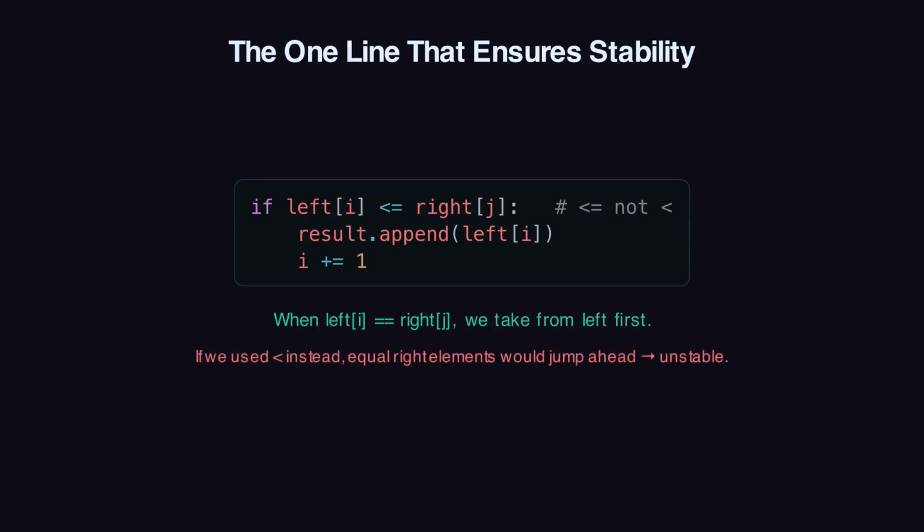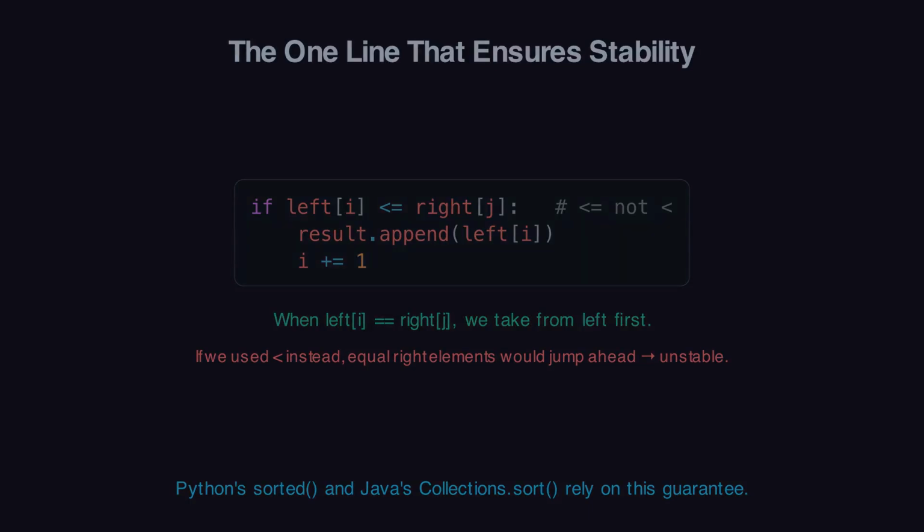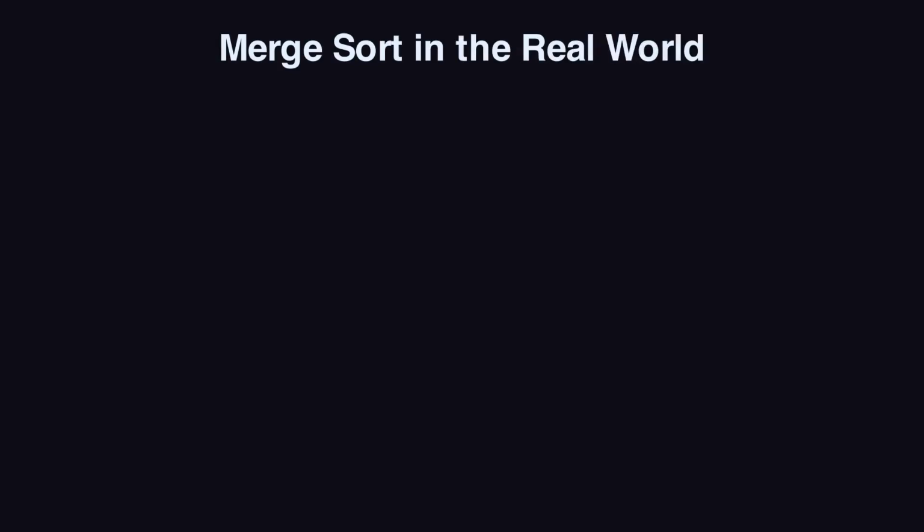Now, why is merge sort stable? Look at the comparison in the merge function. We use less than or equal. When the left element equals the right element, we take from the left first. This guarantees that elements from the original left half always stay ahead of equal elements from the right half. That single decision, less than or equal instead of less than, is what makes Python's sorted function and Java's collection sort stable. Merge sort is everywhere in production systems, often under different names.